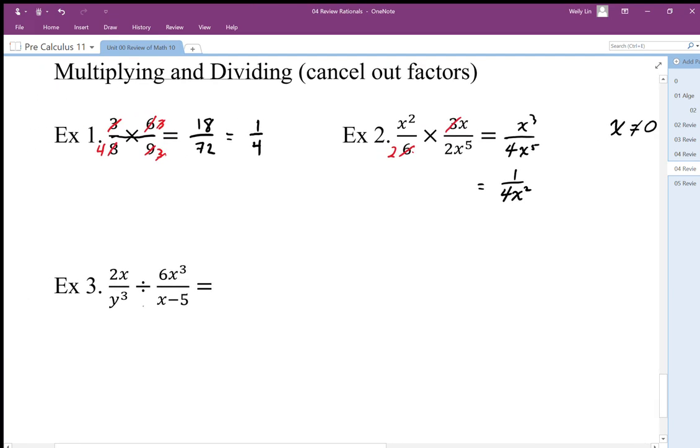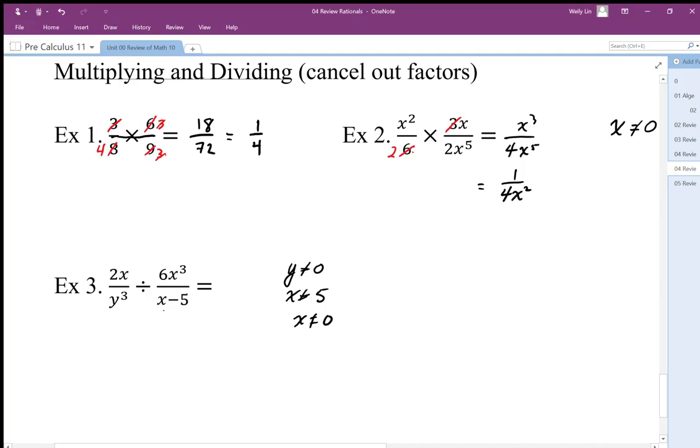Now I maybe should state some restrictions here. I can't divide by 0, so y can't be equal to 0. x can't be equal to 5, because I'll make that denominator equal to 0. And since this x is going to end up in the denominator, really literally it says divide by x cubed, the x can't equal 0 either. So I actually have quite a few restrictions here.